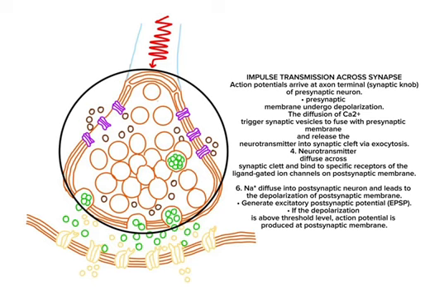Fifth, the binding of neurotransmitter to the receptor causes the ligand-gated ion channels to open on the postsynaptic membrane.